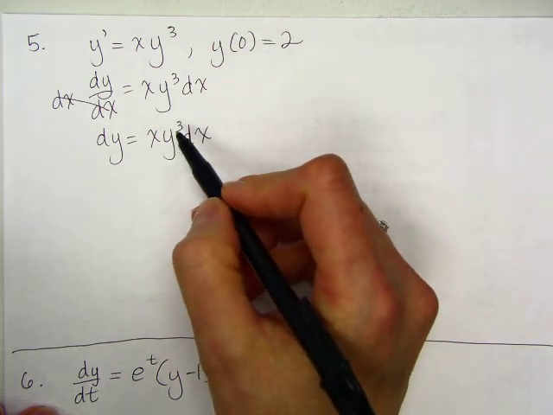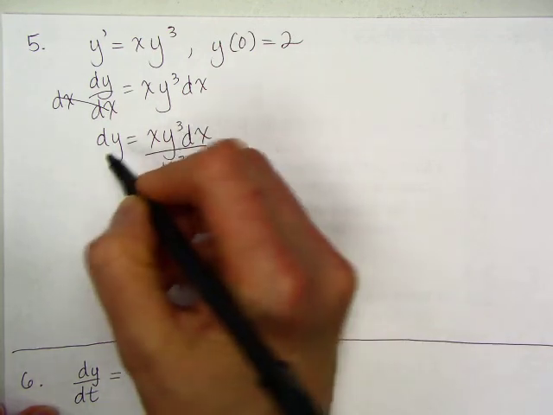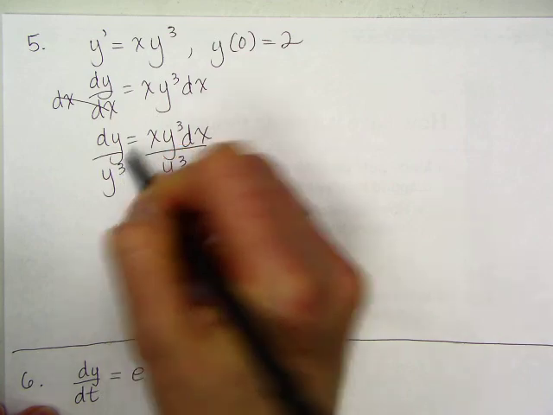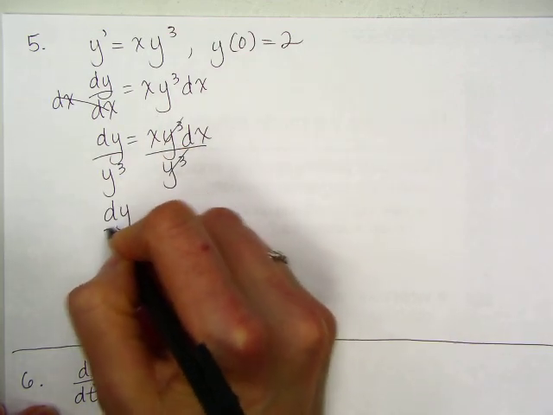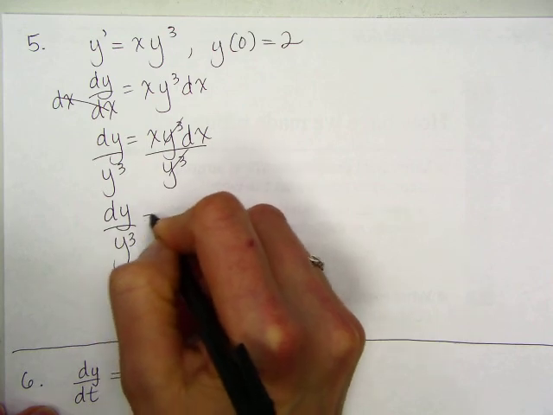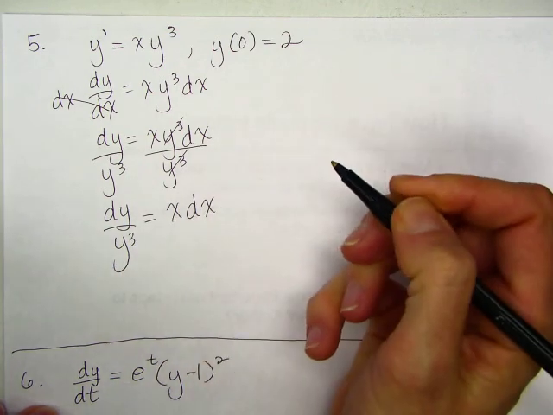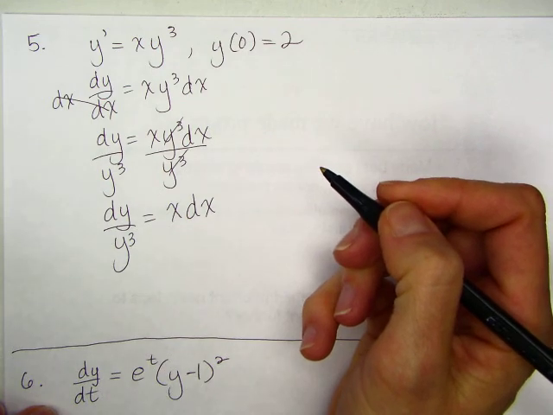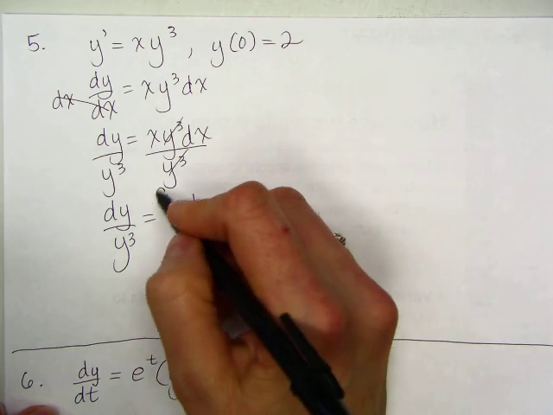Something on this side doesn't belong, so we've got to get rid of the y cubed since it's multiplied by all of that stuff. We're going to divide by it. So once we have our variables separated, our separated differential equation looks like this: dy over y cubed equals x dx. All right, we're ready to integrate.